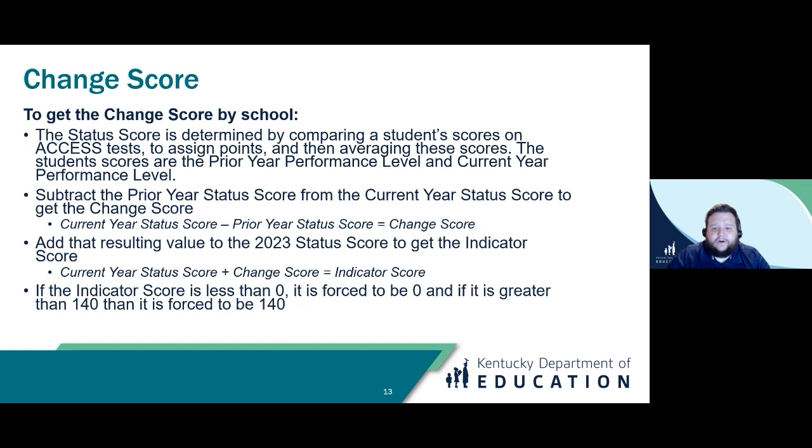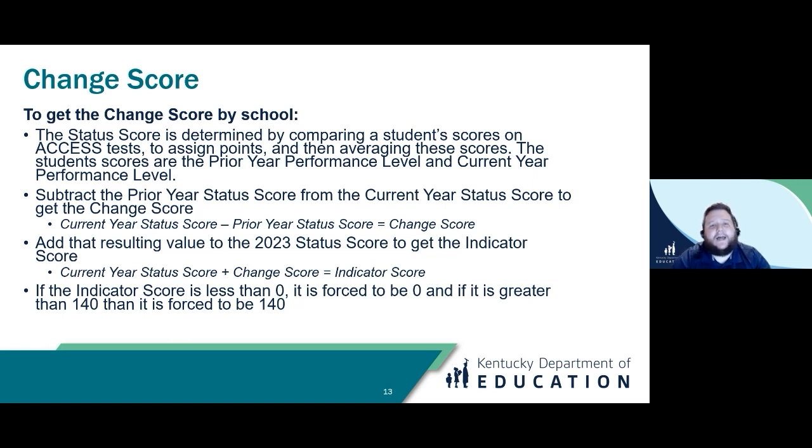Simply put, the current year score plus the change score equals the indicator score. However, there are limits to consider. If for some reason the indicator score is less than 0, we set it to 0. On the other hand, if it exceeds 140, we cap it at 140. This ensures that our scores remain within a meaningful and manageable range. These steps ensure that we get a comprehensive understanding of the school's change.